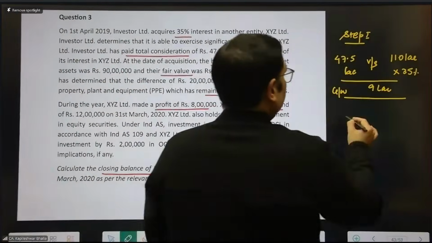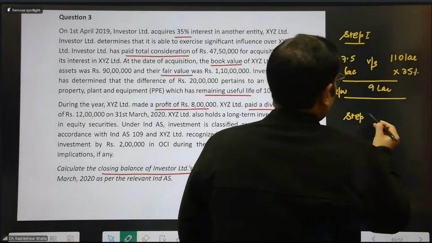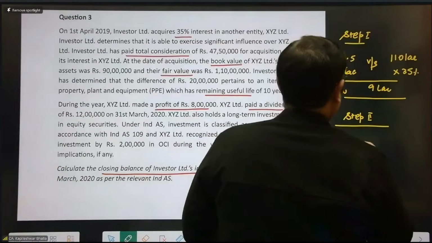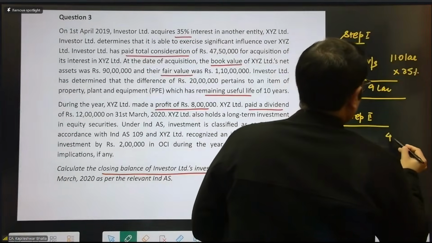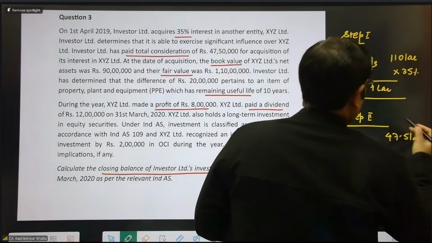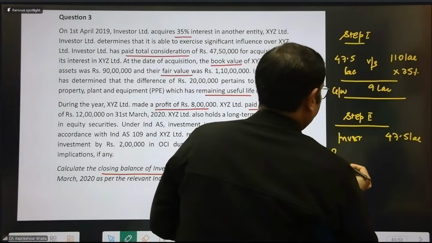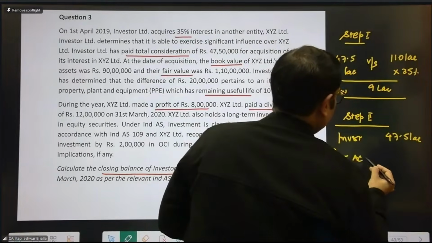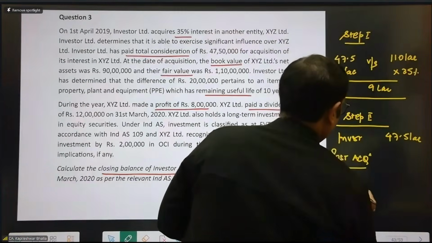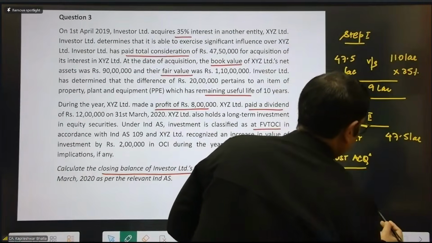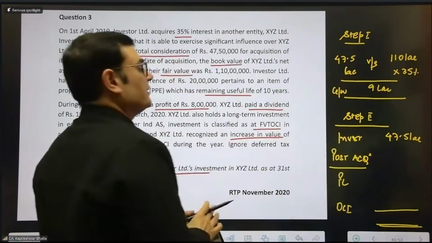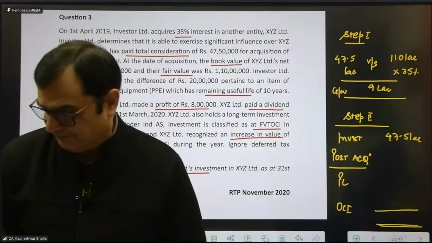Now let's go to step number 2, which is the post-acquisition changes. And we take the investment as a base. Now we need the share in the post-acquisition profits. One is in the P&L and one is in the OCI. Let's ask you, what is the share in the P&L? You tell me.